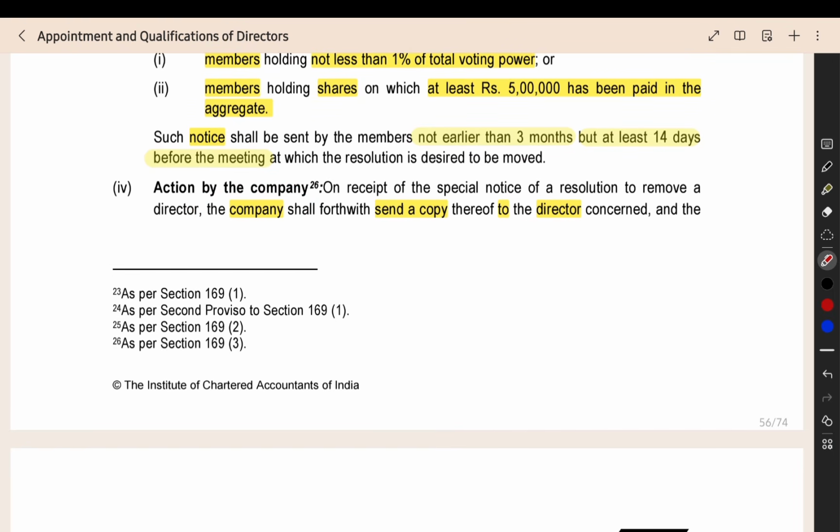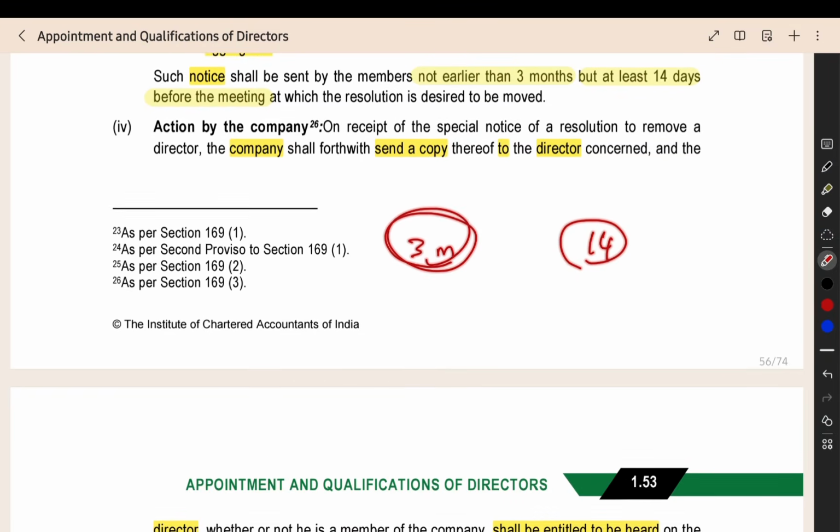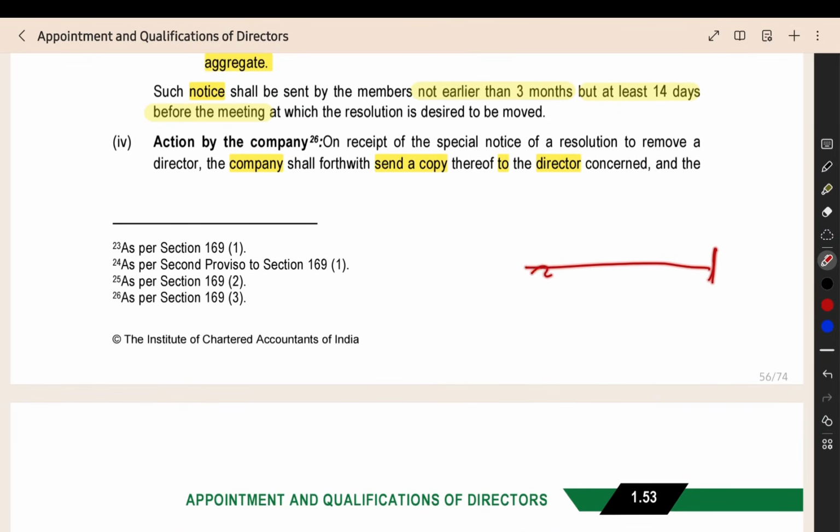This notice will be sent by the members to the company. They have to send the notice to the company. What is the time period? At least 14 days before the meeting, but not later than 3 months before the meeting. So, the meeting is happening here.